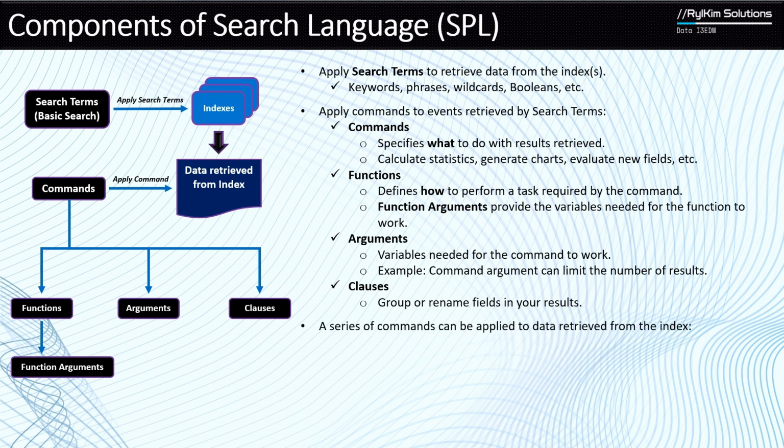Now, what about the search pipeline? A series of commands can be applied to data retrieved from the index. When we say that we are applying a command, it's not like we are limited to one command. You can apply a command to the data that is retrieved. It gives you a set of intermediate results. And then you apply another command to it. It gives you another set of intermediate results, and so on and so forth. When you have multiple commands that you are applying to data retrieved from your index, you have to separate these commands with a pipe character. And when you have this series of commands on the pipeline with the pipe separations, this is what you call your search pipeline in Splunk. That's also a concept that is important for you to understand.